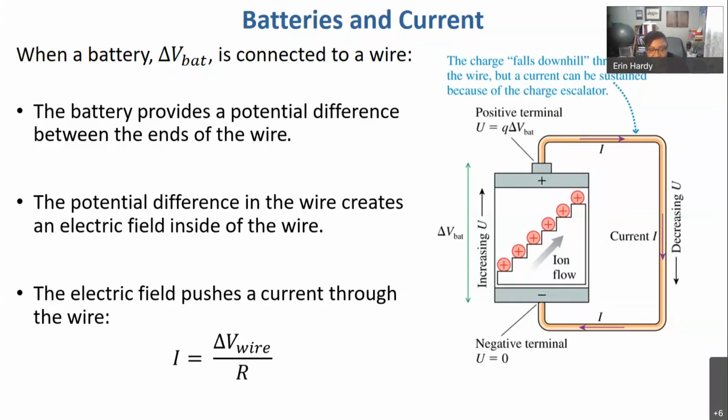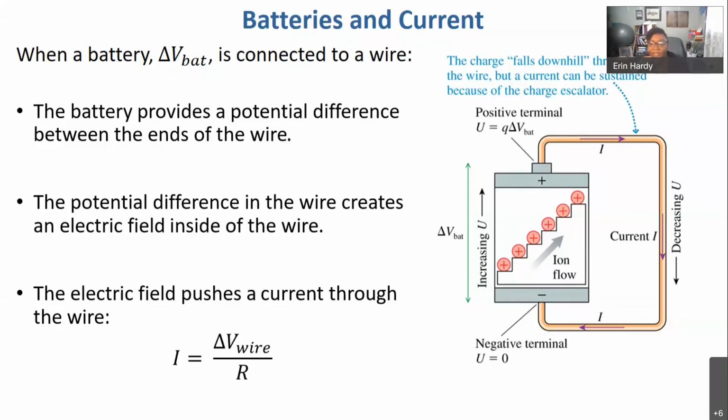From one perspective, if I take the ratio of delta V of the battery over the total resistance in this circuit, this is telling me how much current the battery has to produce. You can sort of interpret that as the speed of the imaginary escalator.